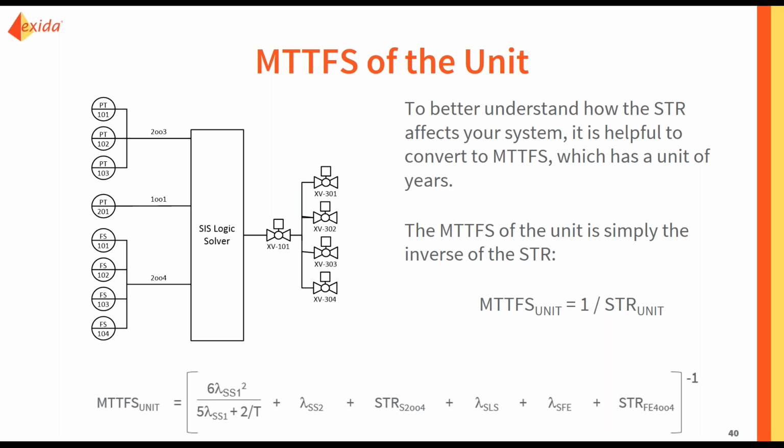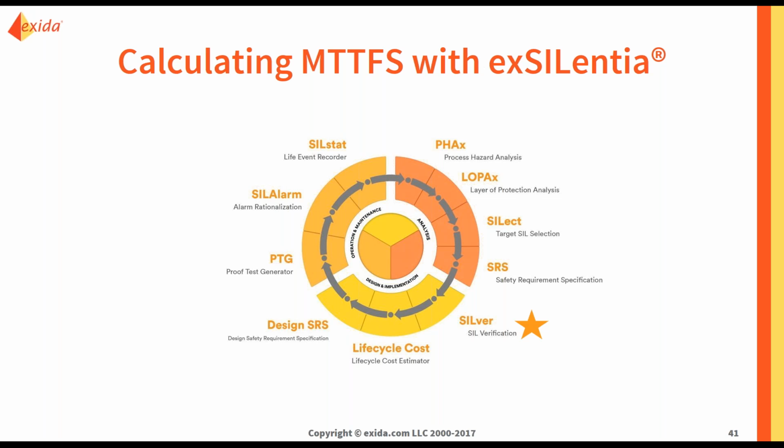In fact, even if I had the safe failure rates of each piece of equipment, I would not have been able to do this by hand because I didn't have the simplified equations for each configuration. So instead, I would have to turn to a tool like exSILentia. So I'm going to show you how you might calculate the MTTFS for a unit with exSILentia. And again, this would be using the silver module of the tool.